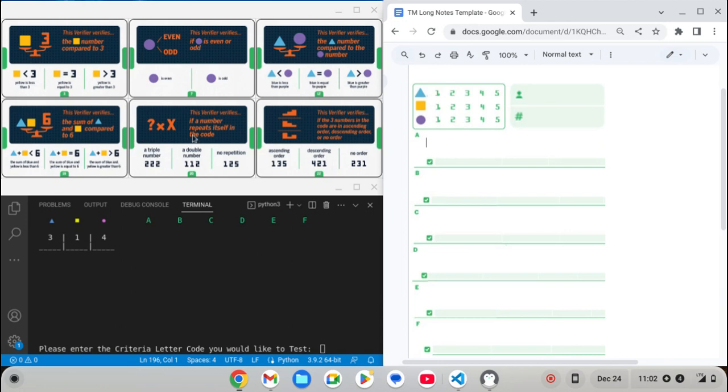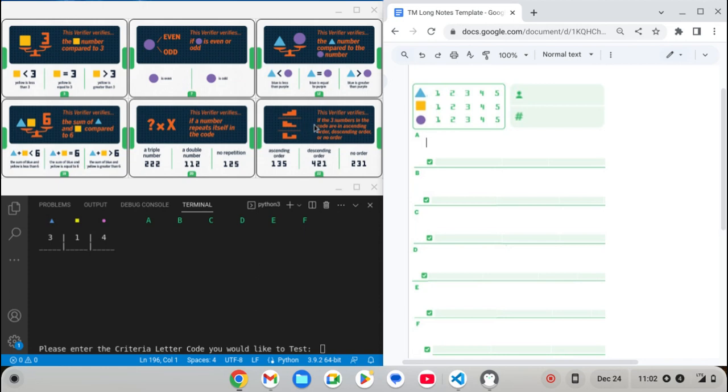Criteria card E will take a look at our 3-digit solution, and the Turing Machine will let us know a little bit about its structure, so to speak. Specifically, it can inform us of whether there are no repetitions in our solution, as in the example 125, or it can let us know it's a double number, a digit repeated, as in the example 112, or it could be a triple number, the same digit repeated 3 times, as in the example 222.